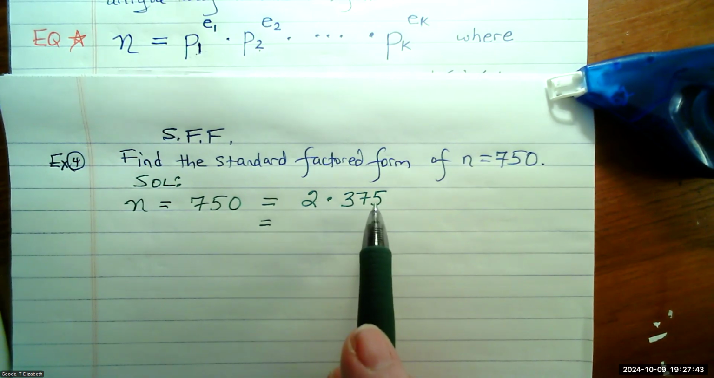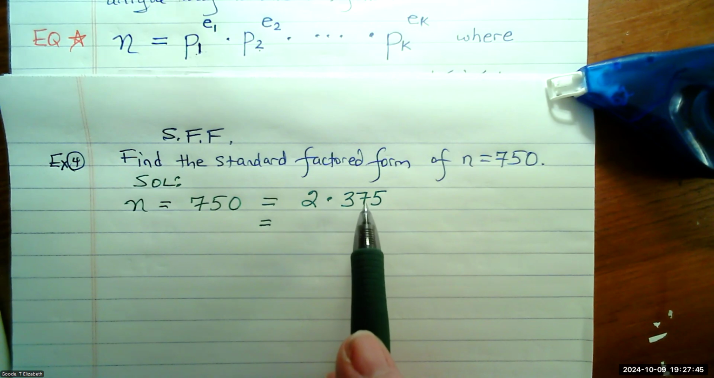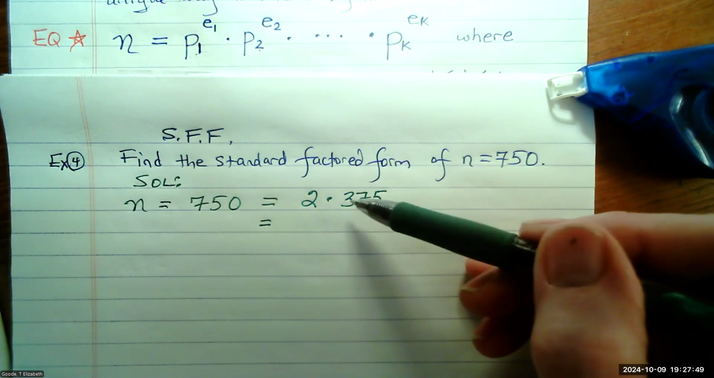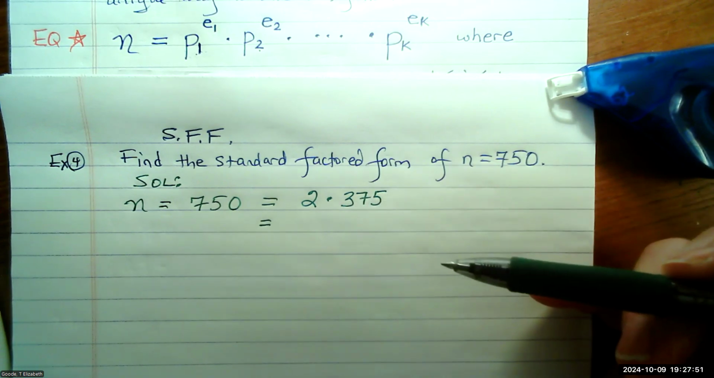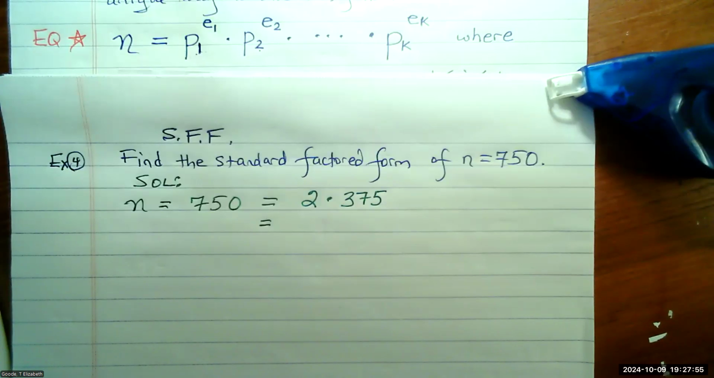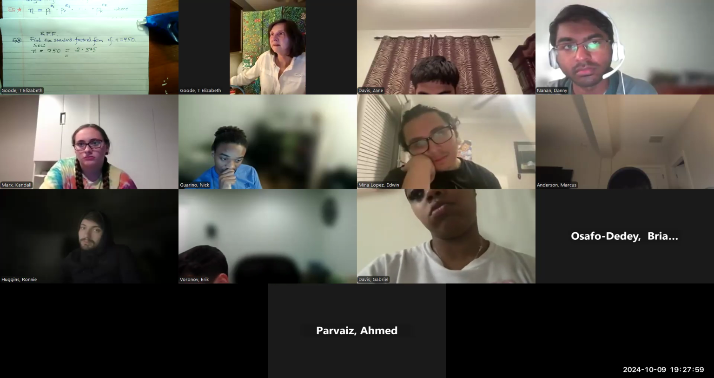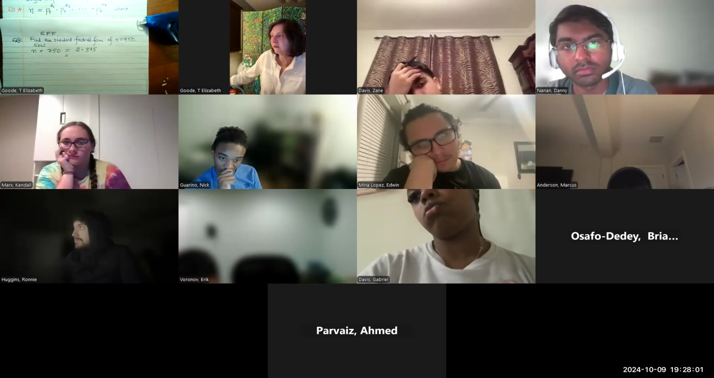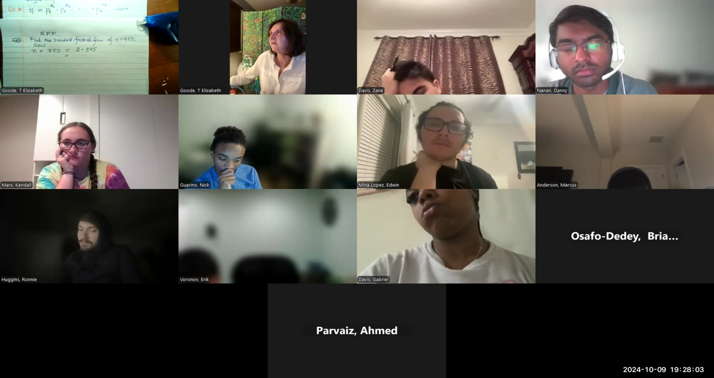Now I want to show you this trick about 3. Like I said, I'm just going to go in ascending order. The next prime is 3. Do you know the trick about how to know whether or not a number is divisible by 3? Does anybody know that trick? No, you didn't learn that one in high school? Okay, so here's the trick.